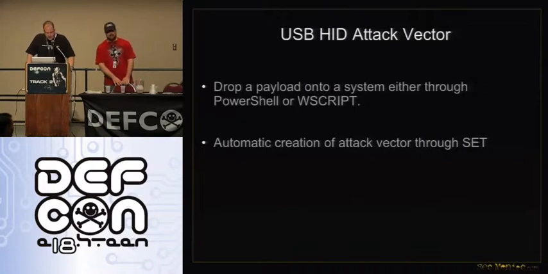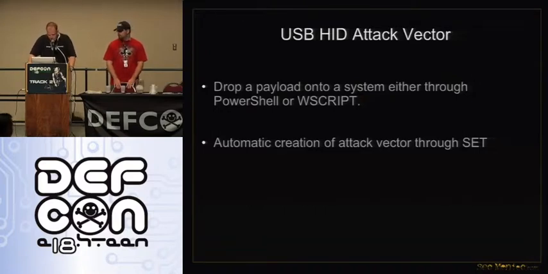At least on a Windows system, you can drop a payload on the system either through PowerShell or WScript, the two main methods. Automatic creation of the attack vector through SET. That's the big thing. That's why I wanted to show SET today. It will actually create the attack vector for you, create the PDE device file, which you can load into the Teensy, and then copy it over, and you'll see an example of that. And it will compromise the computer for you. So how easy does it get?